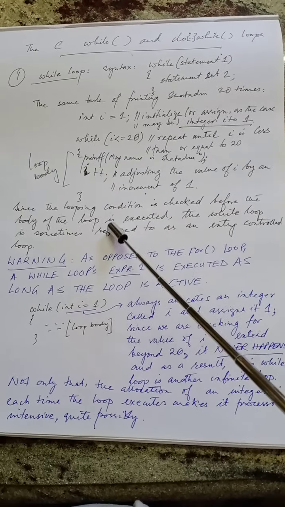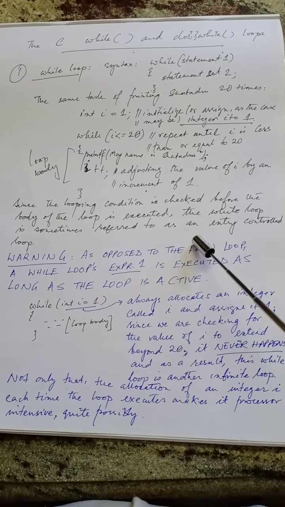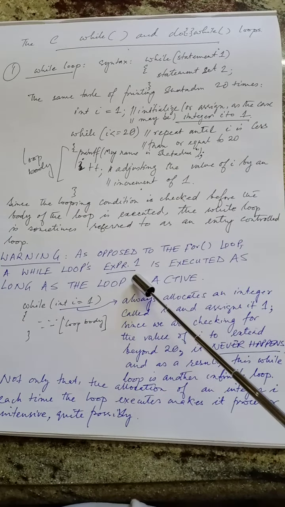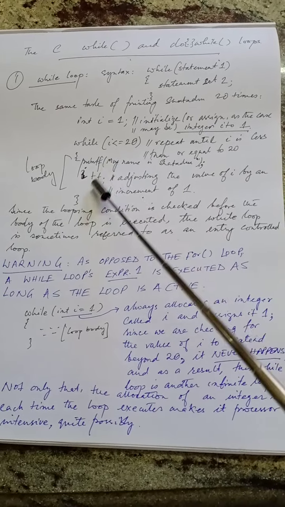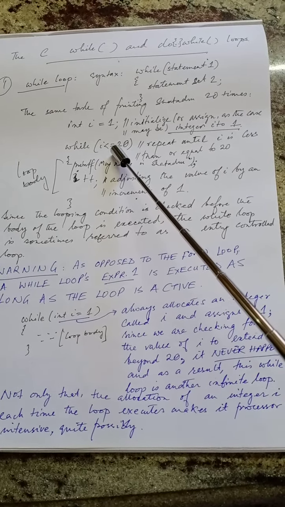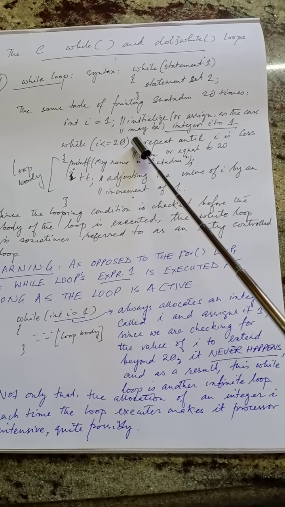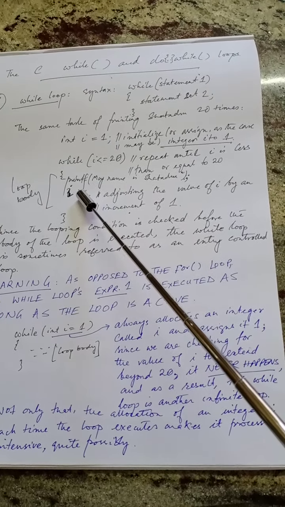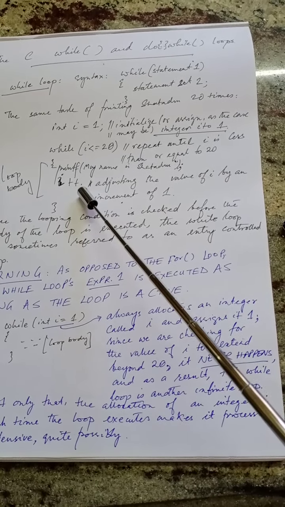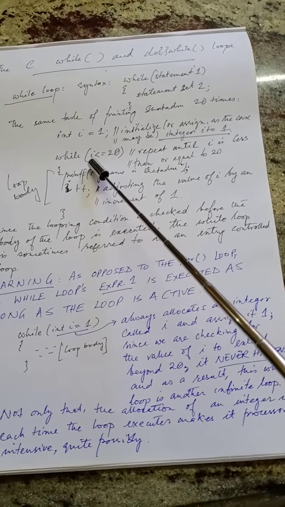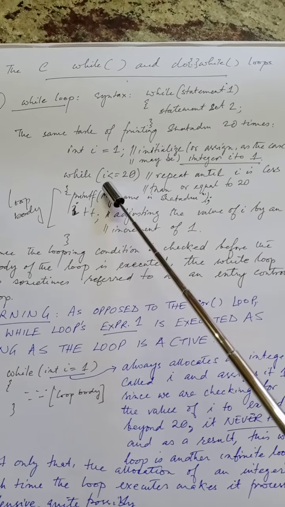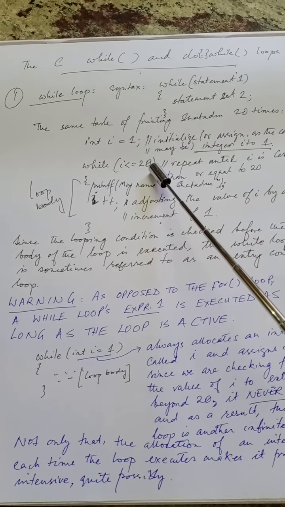Okay, you must remember something. As opposed to the for loop, expression 1 is executed as long as the loop is active. So as long as the loop is active, this will go on being executed. For example, this will be executed, then this will come back here, then this will be executed, then this will come back here, then this will be executed, and this will come back there. So because it is statement 1, do not think it will be executed only once, as in the case of for loop, which is not the case here.